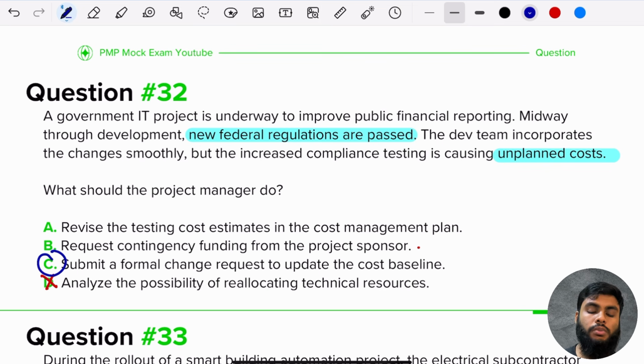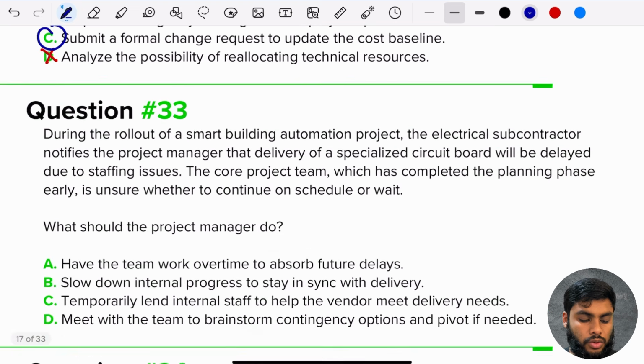Why? Because there have been additional costs. Additional costs have gone up. We've implemented everything smoothly, but now we need to submit that change request. Okay? All right, perfect. Let's move on to question 33.